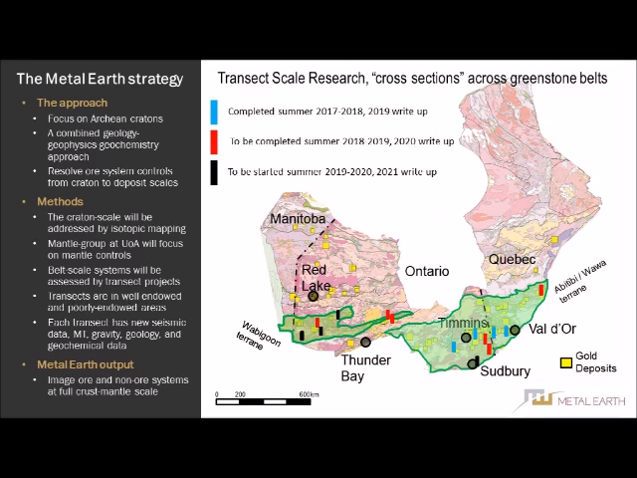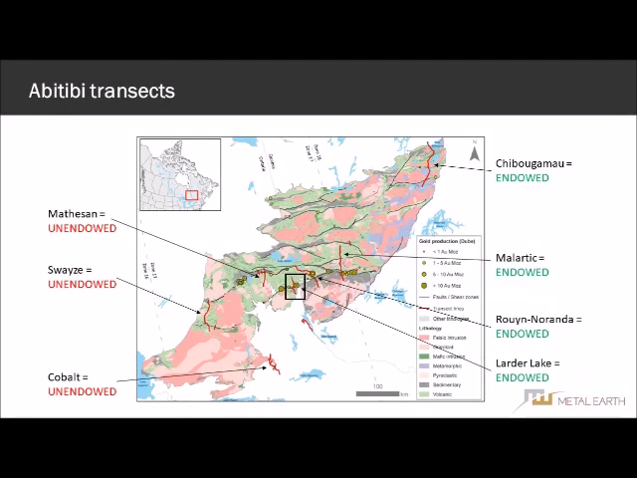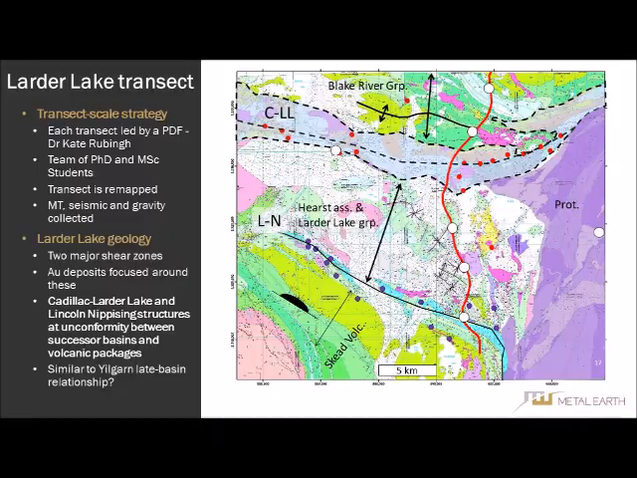So this is just an example of one of the transects. In the Abitibi, as I said, we've got 4 endowed with deposits along them and 3 unendowed transects. This one is Larder Lake. It has 1 major deposit associated with it. And this is the kind of data sets that we've been collecting along the transect. This is a pending version of the geological map from Larder Lake.